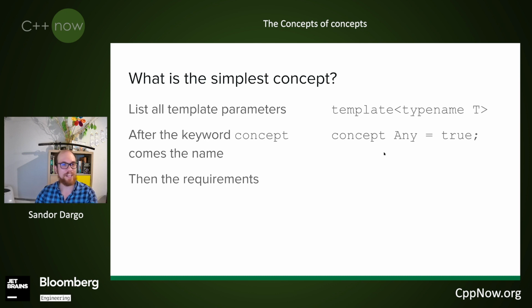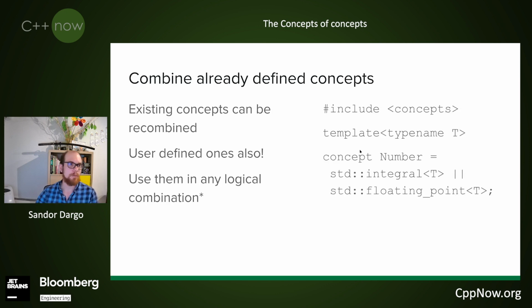But I know we cannot really use this concept for anything, so we should check what other ways we can define in our concept. So probably the simplest thing to do is to combine already defined concepts. As we saw before, we can say that we have this concept number, and the number must be either an integral or a floating point. And what I want to show with this is that the existing concepts can be recombined, and well, here I used only the concepts shipped with the standard library, but obviously you can use the user-defined ones as well, and you can use them in any logical combination with some considerations.